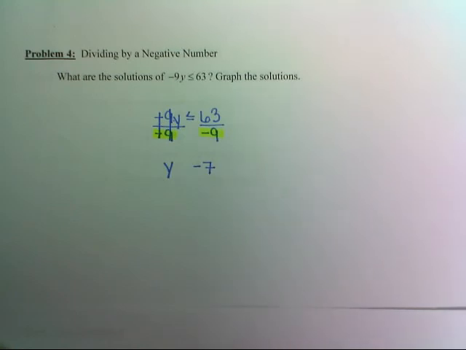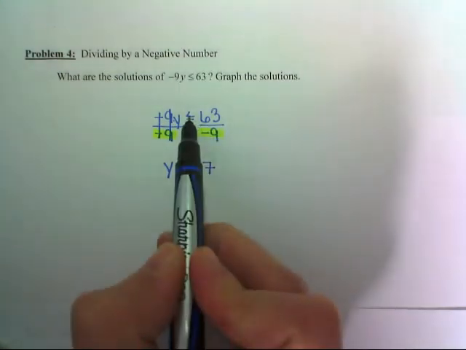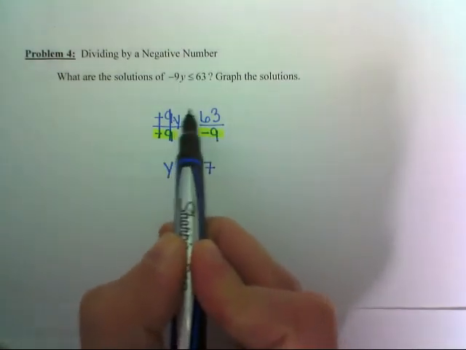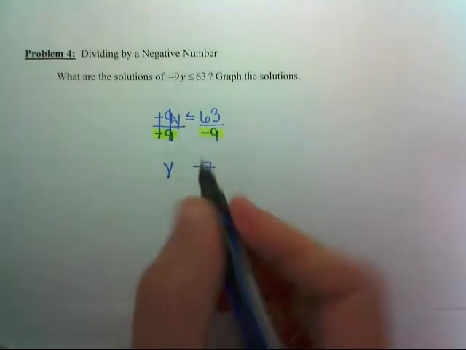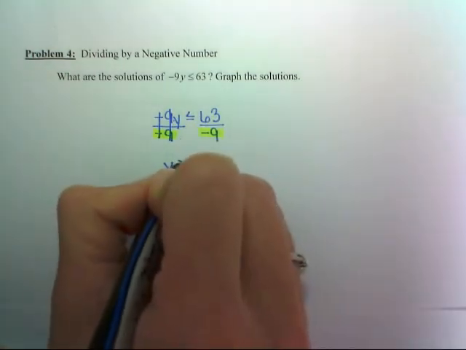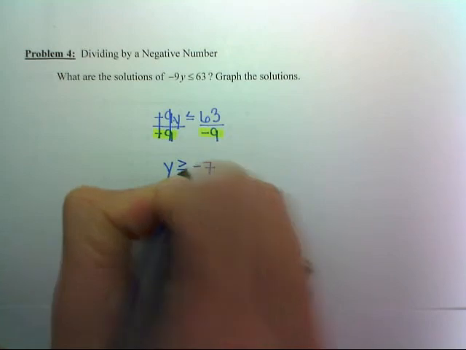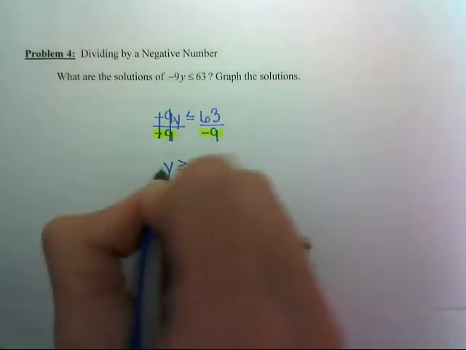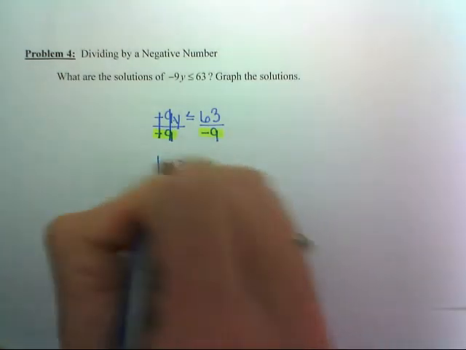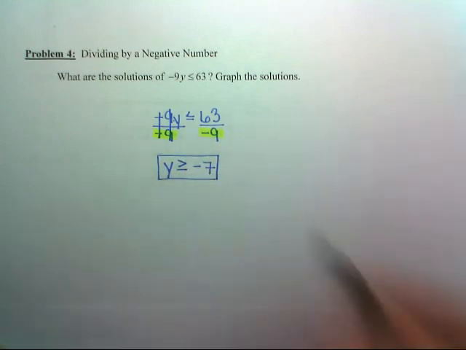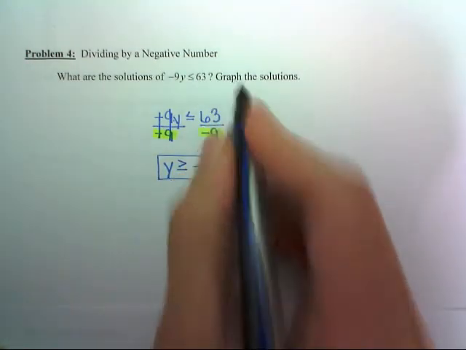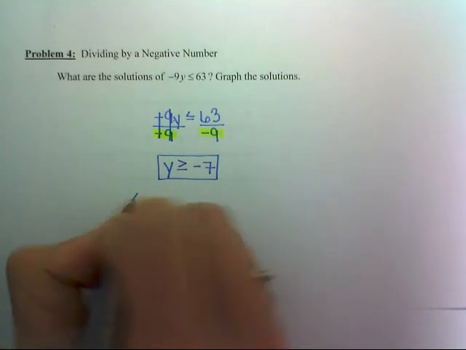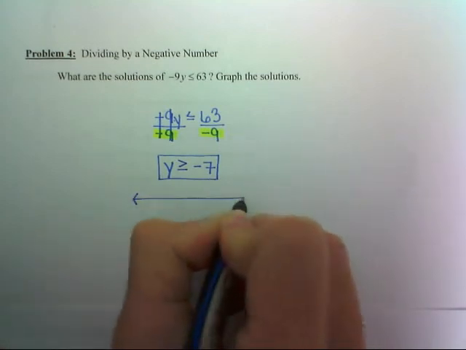We divided both sides by a negative number. So that clues us in that this inequality symbol is no longer less than or equal to. It has to reverse, or flip, and become greater than or equal to. So this is our answer. But let's graph it, and while we graph this, I'm actually going to check it and show you why we have to flip the inequality.